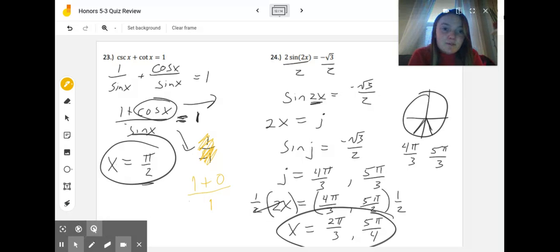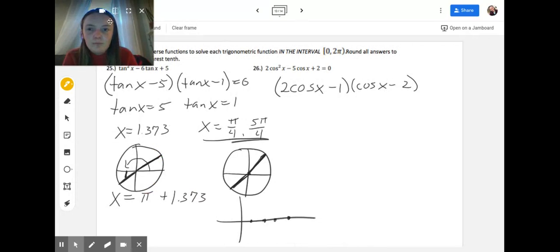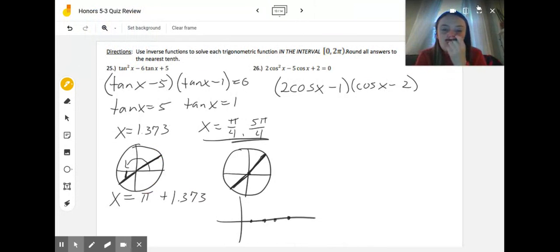All right, so the next one that we did, number 24, I divided by 2 on both sides. And so I just want to know, hey, if 2x is j, what's sine of j? When does sine of j equal negative radical 3 over 2? Well, I can just use my unit circle. That happens at 4 pi over 3 and 5 pi over 3. But I'm not solving for j, I am solving for 2x. And so I'm going to multiply by half on both sides, leaving me with 2 pi over 3 and 5 pi over 6.